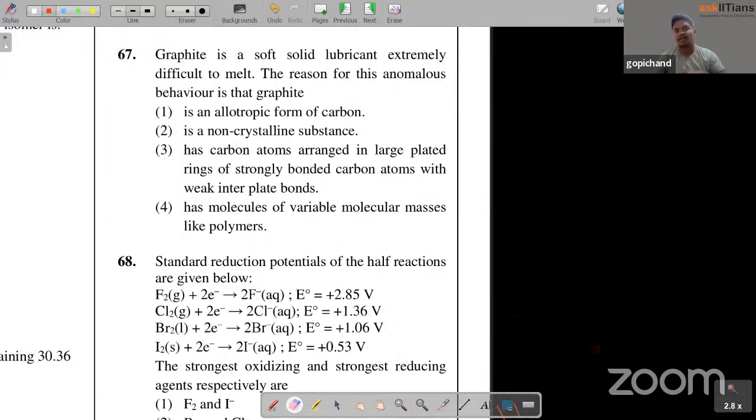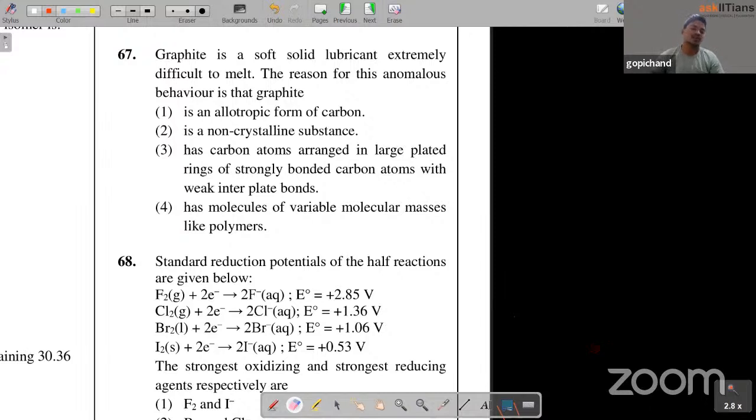Question number 67. Graphite is a soft, solid lubricant, extremely difficult to melt. The reason for this anomalous behavior in graphite will be what? Yes, what is the reason? It is an allotropic form of carbon.